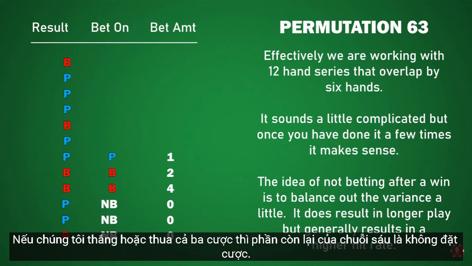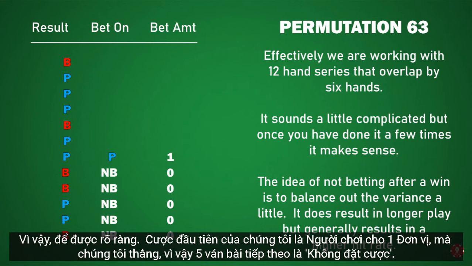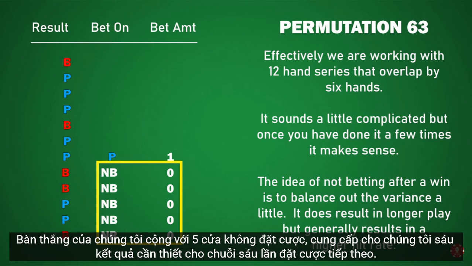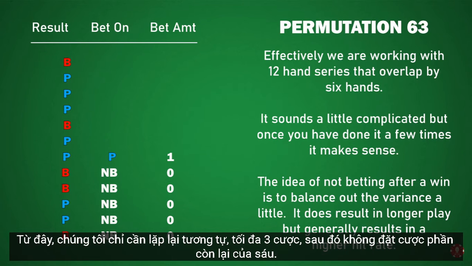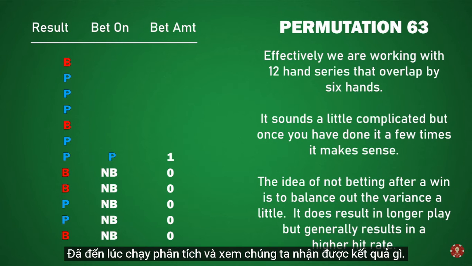If we win or lose all 3 bets, then the remainder of the series of 6 is a no bet. So, to be clear, our first bet is on player for 1 unit, which we win. So the next 5 hands are no bet. Our winning hand plus the 5 no bet hands provide us with the 6 results needed for the next series of 6 bets. From here we simply repeat the same up to 3 bets, then no bet the remainder of the 6. Time to run the analysis and see what results we get.